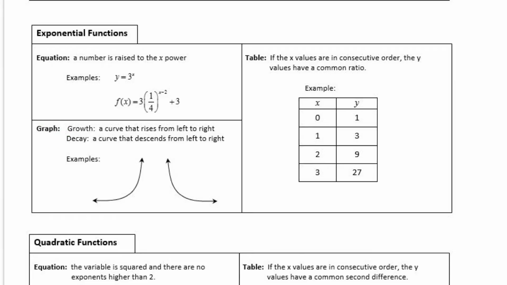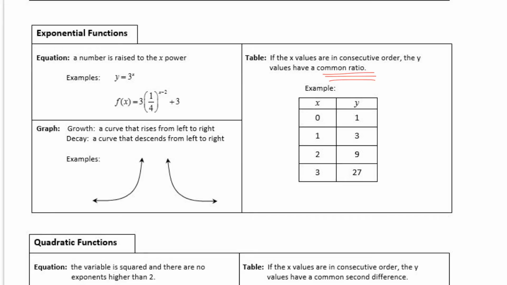The graph of our exponential function, if it's a growth function, we have a curve that rises from left to right. And if it's decay, it's going to descend from left to right. If we take a look at a table of values with our exponential functions, again, they have to be in consecutive order, and they have what we call a common ratio. Ratio means that we're looking at division.